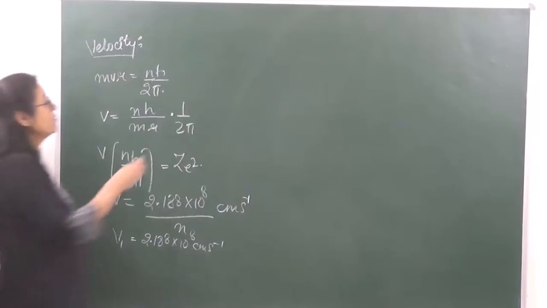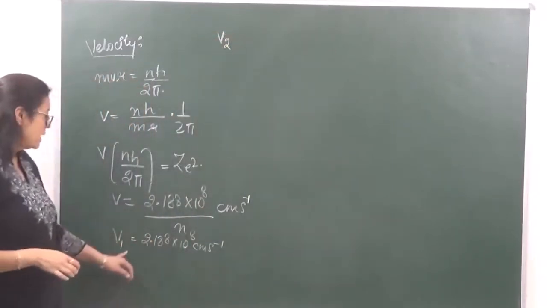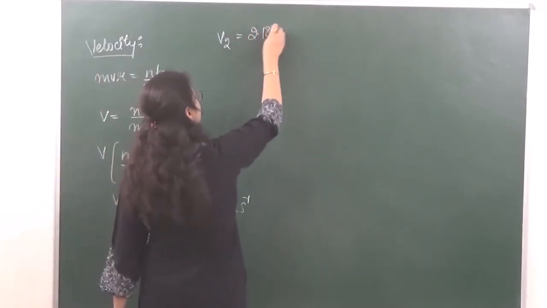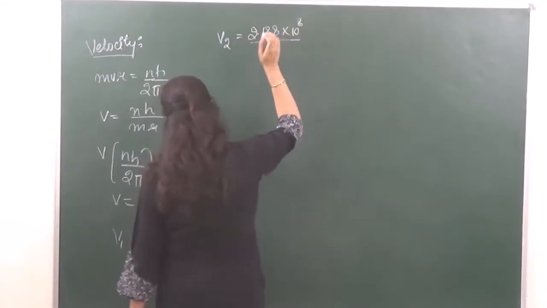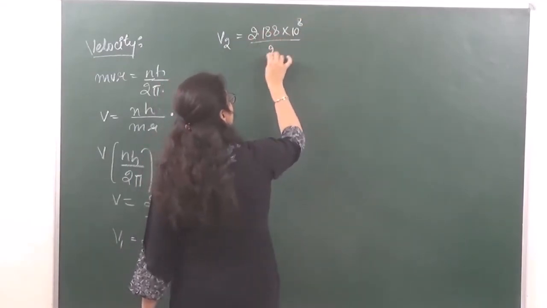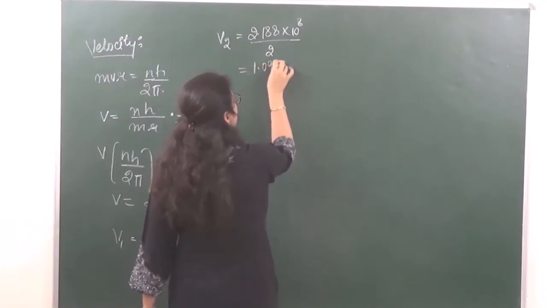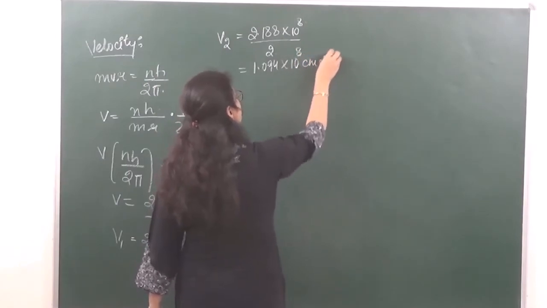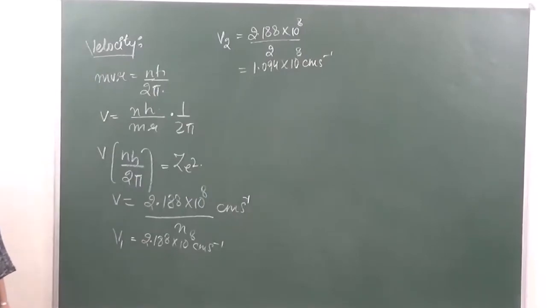Okay. Similarly, when you have to calculate V2, V2 will become equal to what? 2.188 into 10 raised to power 8 upon n. n over here is going to be equal to 2. So this comes to 1.094 into 10 raised to power 8 centimeters per second. Okay, so this is how you can calculate the velocity.